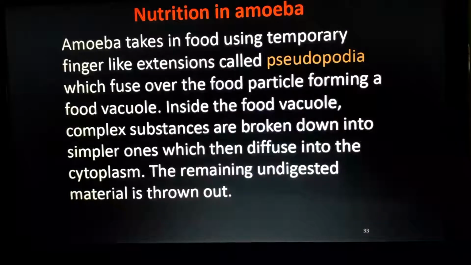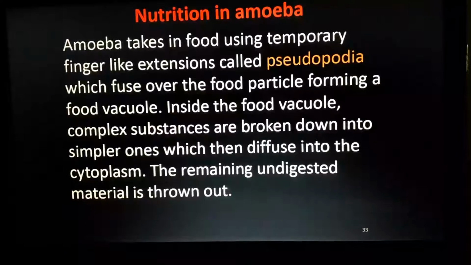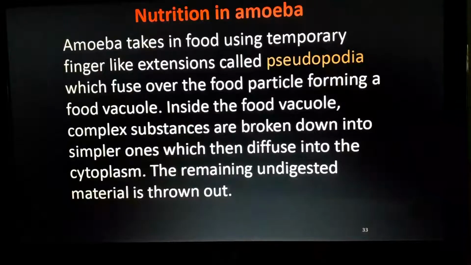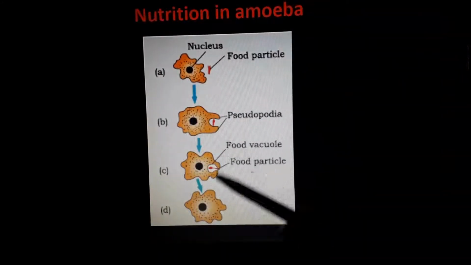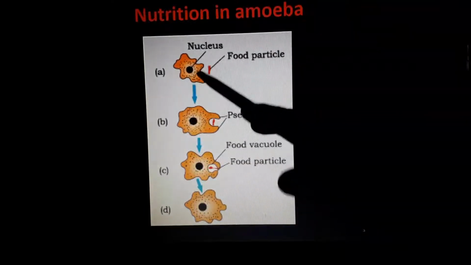Nutrition in amoeba. So amoeba is a unicellular organism. Okay, it is the smallest unicellular organism, not small. It is a unicellular organism. It has only one cell. So what is happening in amoeba? Amoeba takes in food using temporary finger-like extensions called pseudopodia. See, these are pseudopodia, and this is a single cell. Only one cell is there.